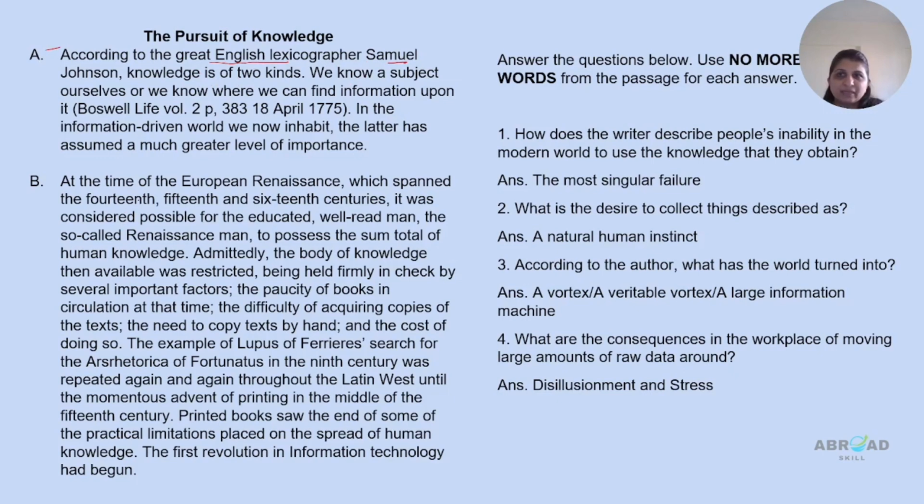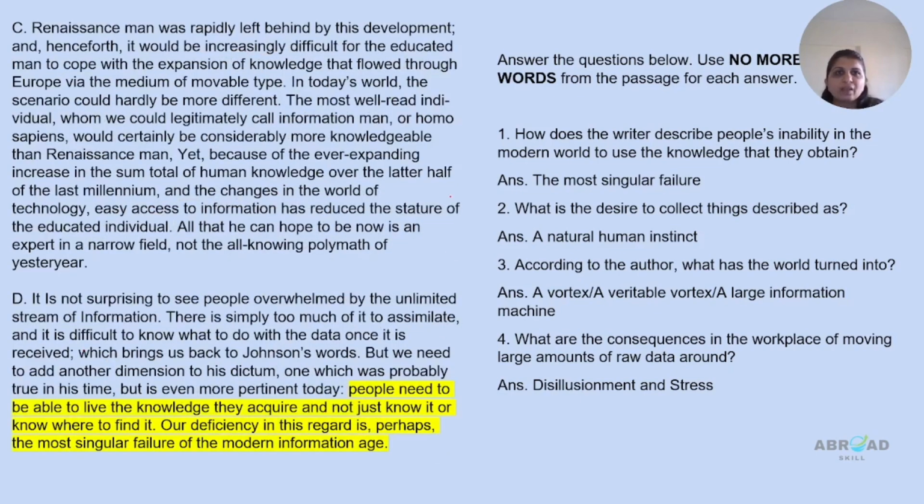Then in paragraph B, at the time of the European Renaissance, which spanned the 14th to 16th century. So this is what is mentioned. Then we can just scan through the next paragraph, the example of Lupus Ferrer's search for Aristotle or Fortunatus in the 9th century. All this is not required. So what are they asking? They are asking you to describe people's inability in the modern world to use the knowledge that they obtain. Okay. So where is the knowledge about the human world mentioned? We need to figure that out first.